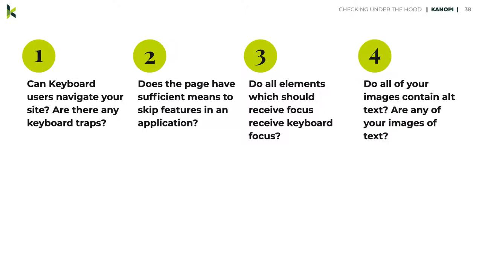Do all of your images contain alt text? Are there any images of text? Because remember, a screen reader can't read an image. So if you have a banner on your page with a date, make sure that there's another way to access that information instead of just visually. Do any of your images contain alt text? Are there images of text?